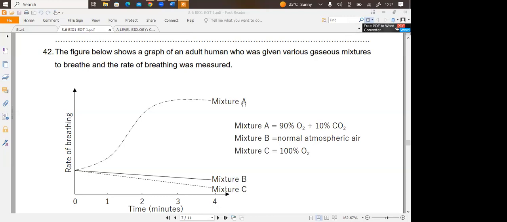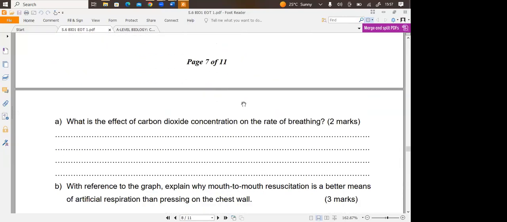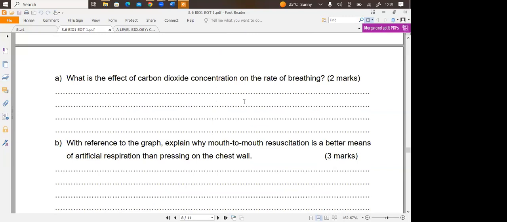Okay, so now let us look at the questions. Whenever you're interpreting these graphs, never proceed to read the questions unless you have understood what the question really wants you to do, so what the experiment is all about. So now I'm assuming that we know what this experiment is all about. So let us look at the questions that we are going to answer. That is question 1. What is the effect of carbon dioxide concentration on the rate of breathing?